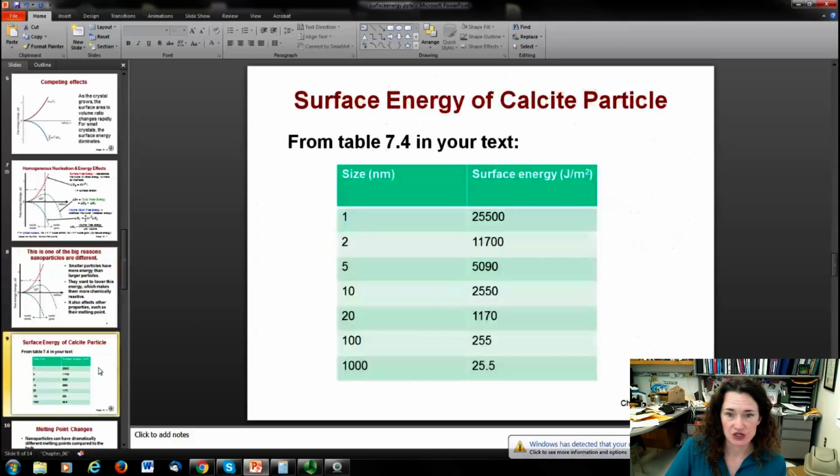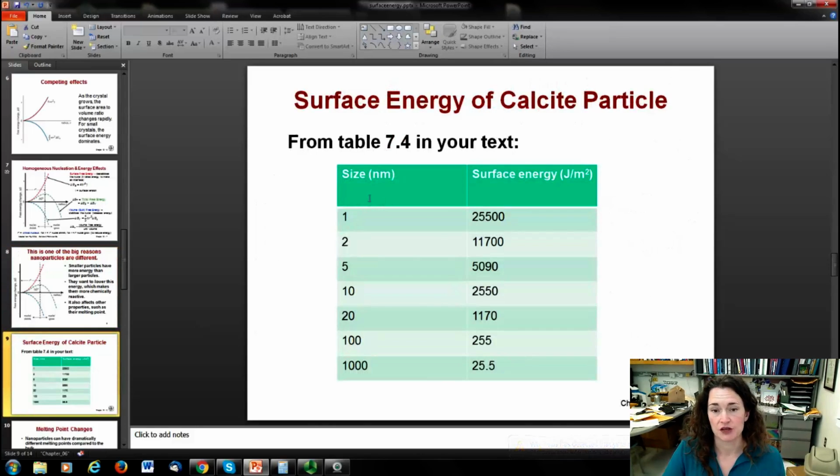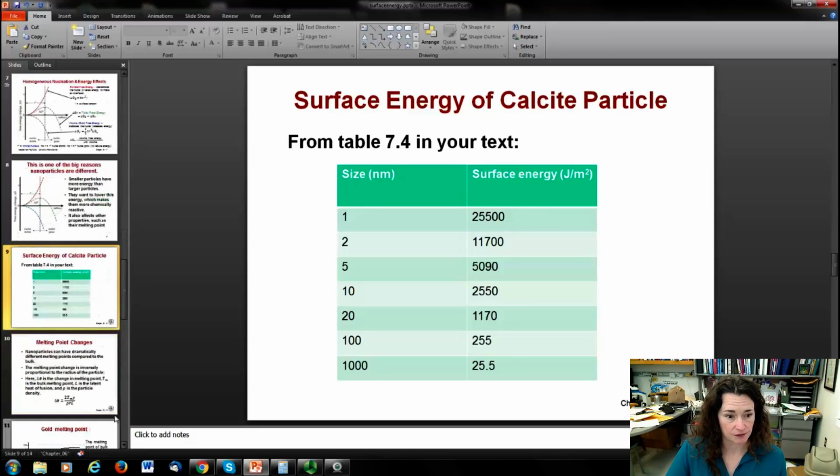So for example, this is from your book. If you look at the surface energy of a calcite particle and you plot the surface energy in joules per meter squared versus their size, okay, then you can see that the surface energy is a lot larger for those tiny little particles than it is for the bulk, all right? So it drops rapidly as you go up in size.